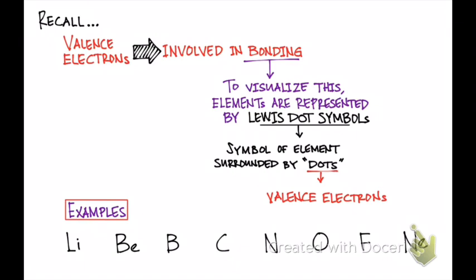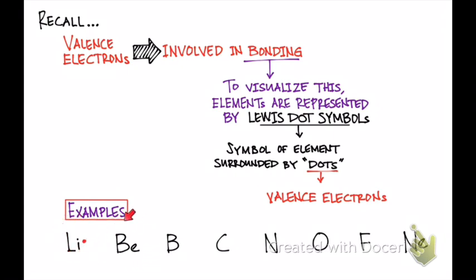So lithium is in group 1, right? Group 1A. That tells you that lithium contains 1 single valence electron. So it's got 1 electron in its outermost shell or outermost subshell. And when you draw the Lewis dot symbol, all you have to do is put a single dot right next to the symbol, lithium. So this right here is the Lewis dot symbol for lithium.